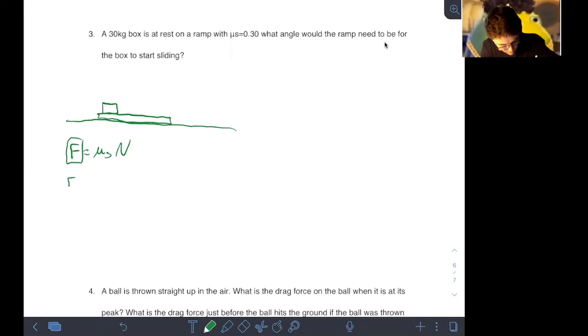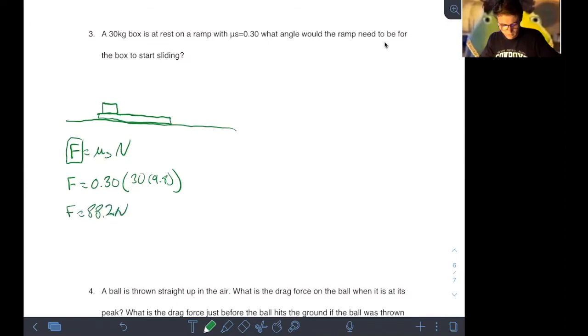So let's calculate that. So when we calculate it, we have mass, which is 30 kilograms, times 9.8. All right, so what fraction of this, the force of gravity, are we going to need? And what did we get? We got 88.2 newtons. Okay, so essentially we need a force in this direction, or either direction, in the horizontal direction, of 88.2 newtons to get it to start moving.